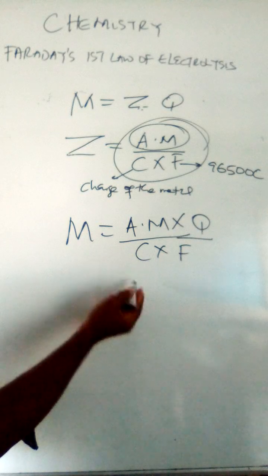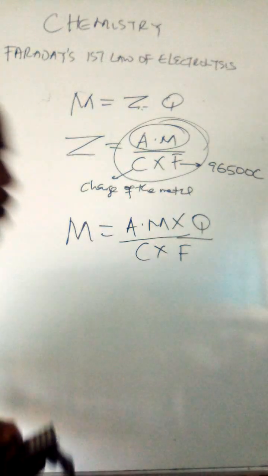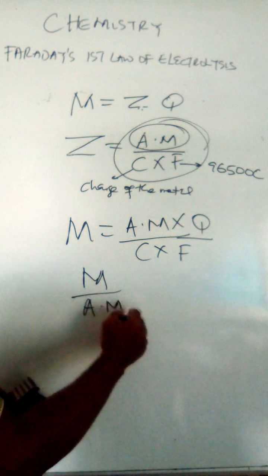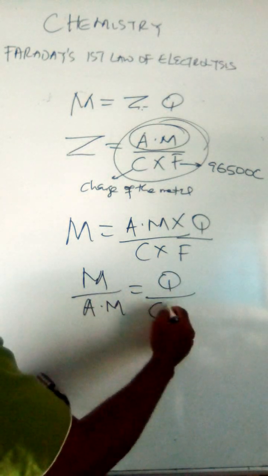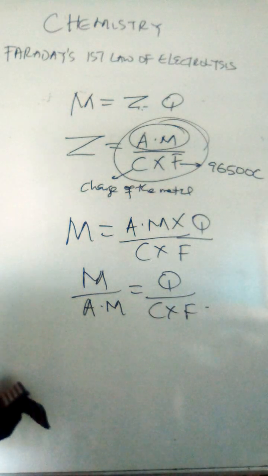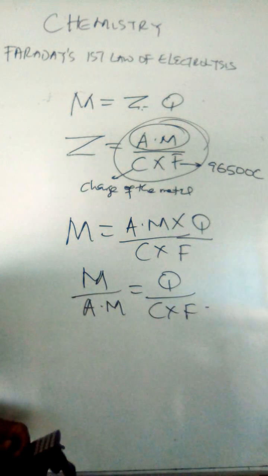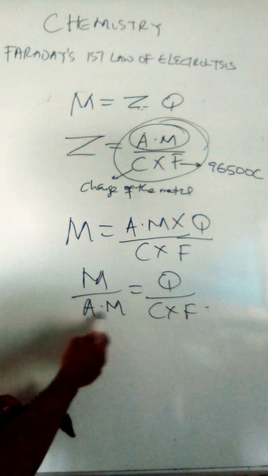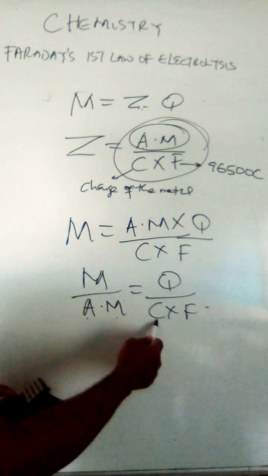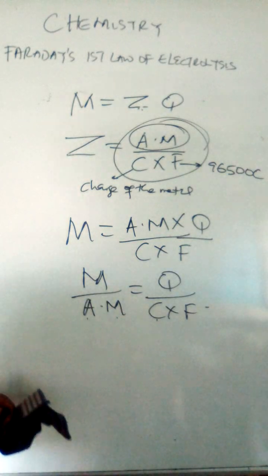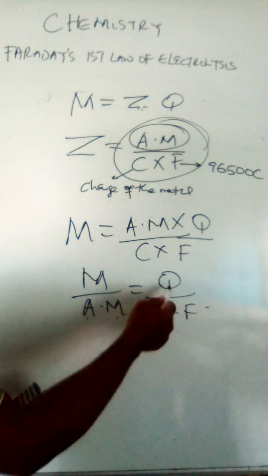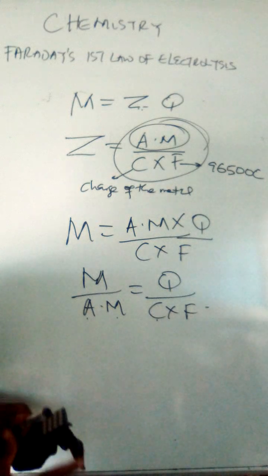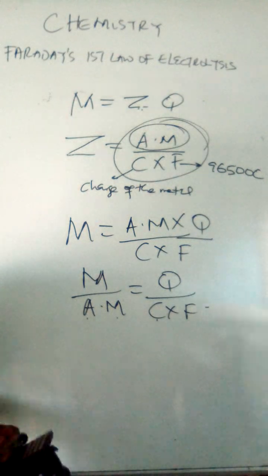If I divide both sides by the atomic mass, I now have M over AM equals Q over C times F. So this formula can be used to solve problems of Faraday's first law. From here, we can find the mass of the element deposited, we can find the atomic mass, we can find the charge or the valence of the element, and from Q, we can find the current and time. So that is the simplified formula for solving problems of Faraday's first law.